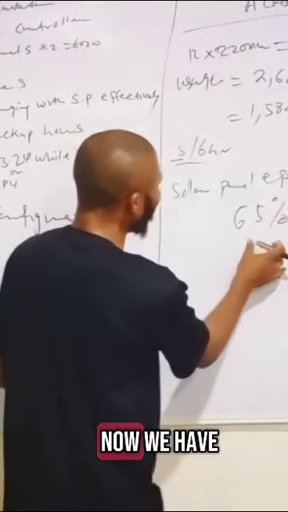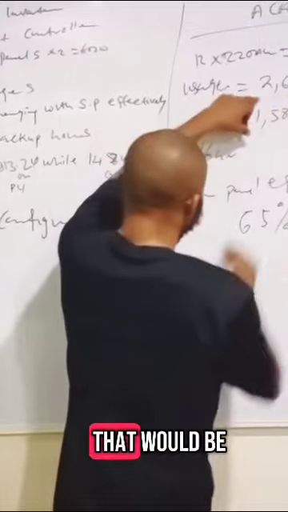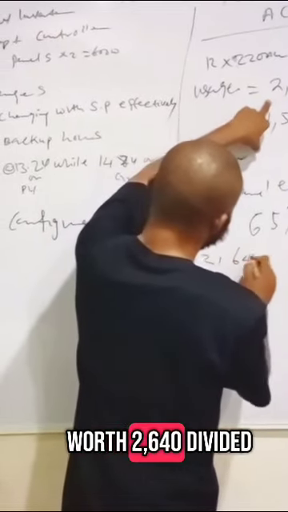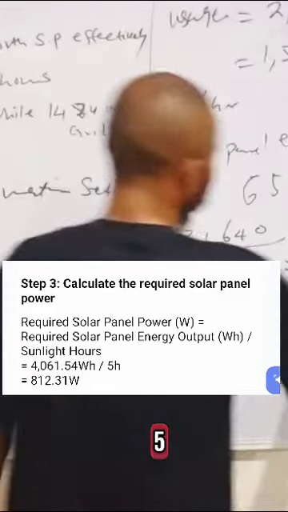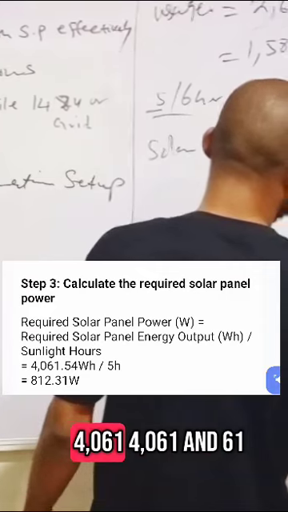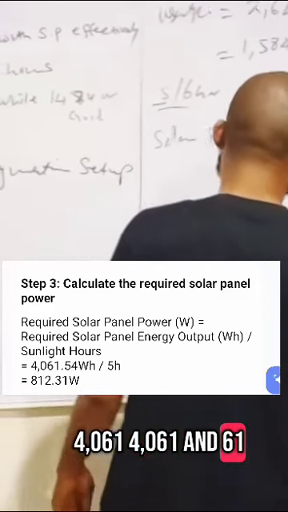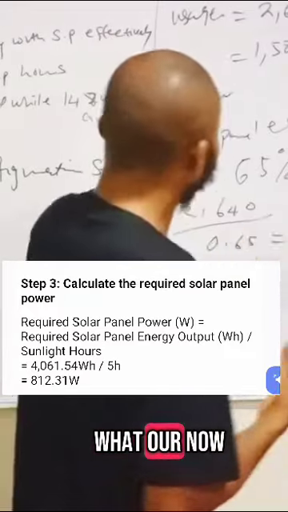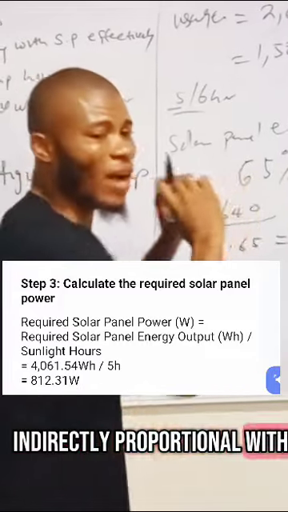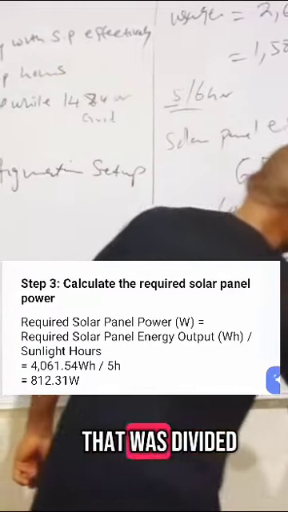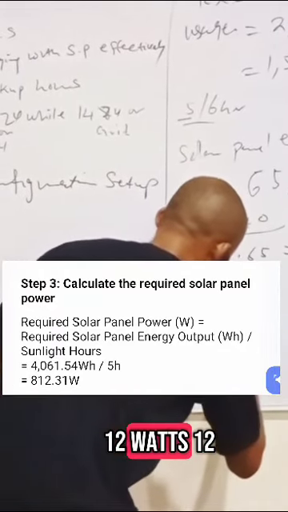So that means your solar panel can only generate 65%. Now we have to look at the total amount of energy in this battery. That would be 2,640 divided by 0.65. That is 4,061 watt hours. Now we want to charge this amount of energy within the 5 hours of sunlight. That would be divided by 5. That is 812 watts.